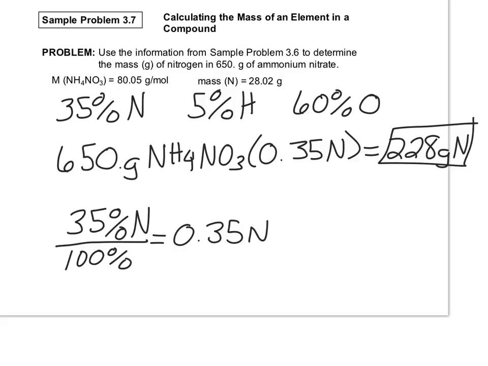And that's how you can figure it out. We could do the same thing for hydrogen. We could do the same thing for oxygen. You just simply have to convert the mass percent into a mass fraction, which is what we did here. Just divide it by 100. And then whatever that mass fraction is, you just multiply that by your sample. And that tells you how much of each individual thing makes up that sample.